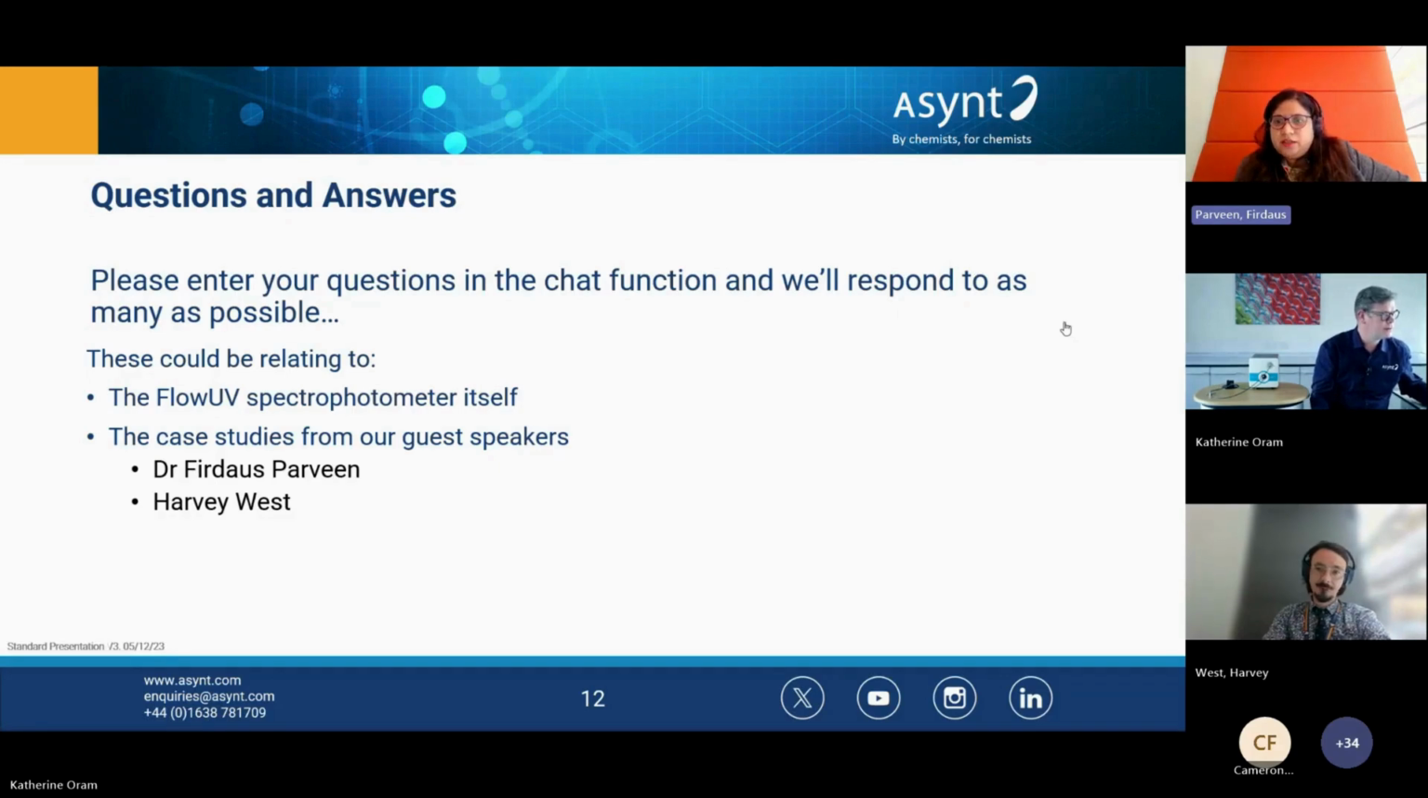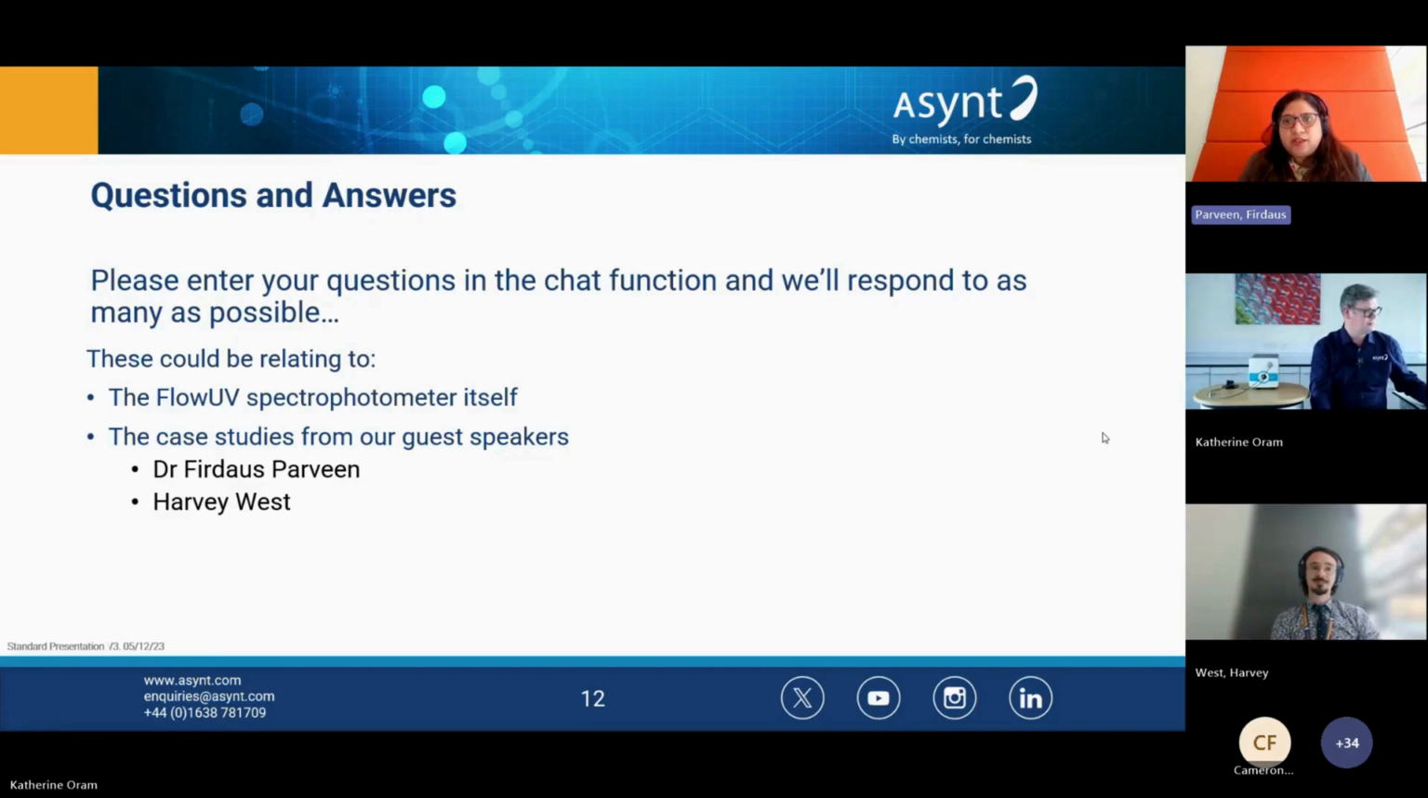I can see two questions in the chat. I can answer about the peak overlap, and how would you mind answering controlling the pump with Python? Yes, feel free. Luckily, in our case, we were not seeing any overlapping of the signal.